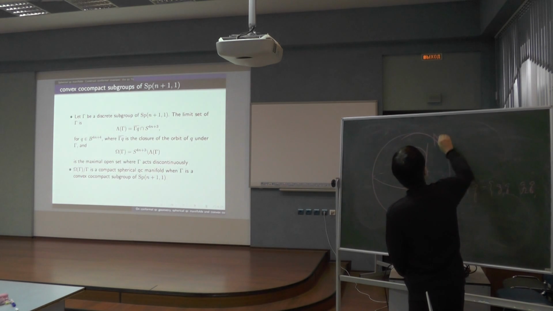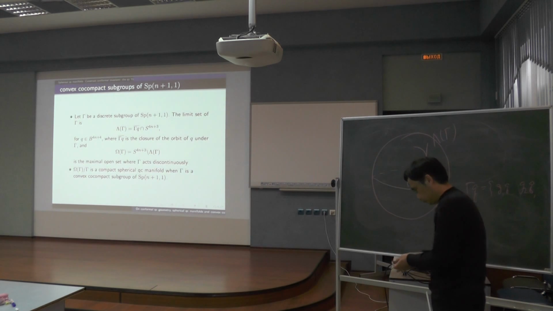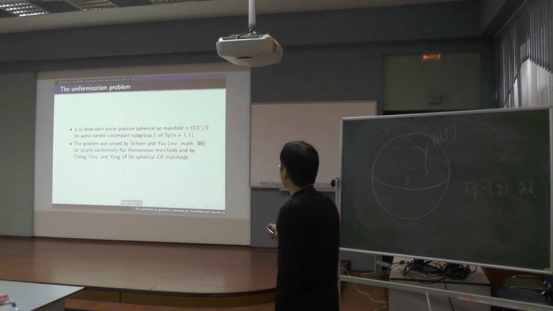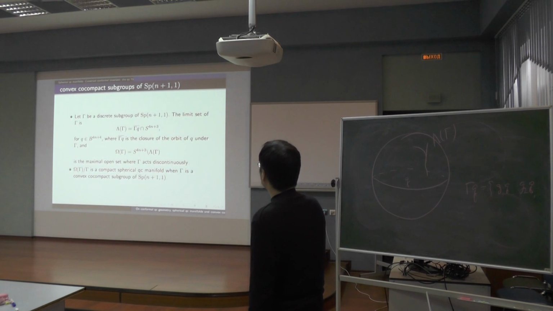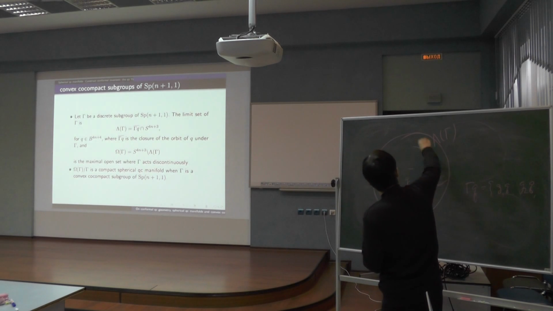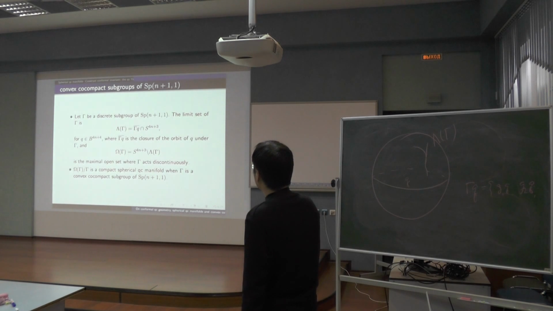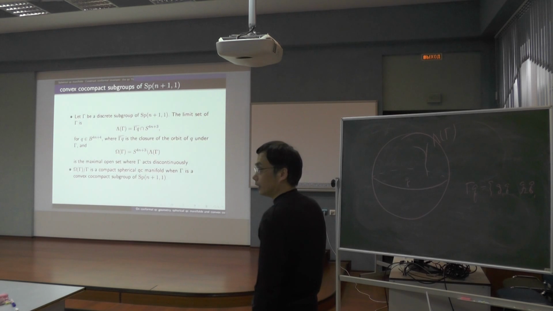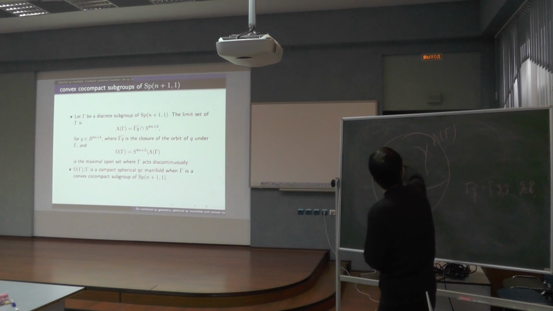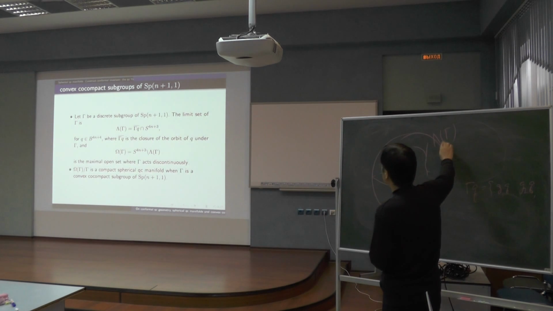It's called lambda gamma. So lambda gamma, called the limit set, is the closure of the orbit intersected with the sphere. So it's a small set in the boundary, called the limit set. And omega gamma is the sphere minus the limit set. The limit set is a closed set. So omega gamma is the complement of the limit set.